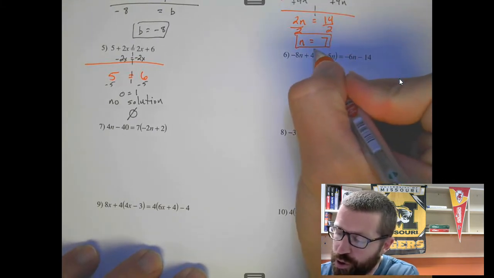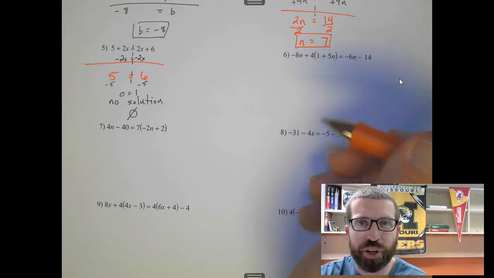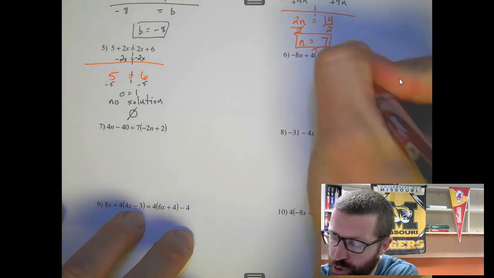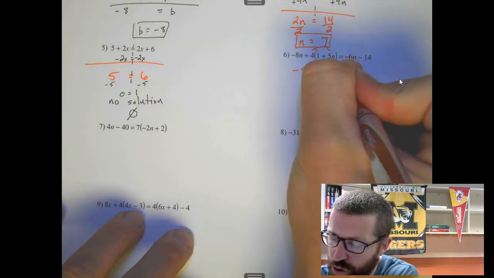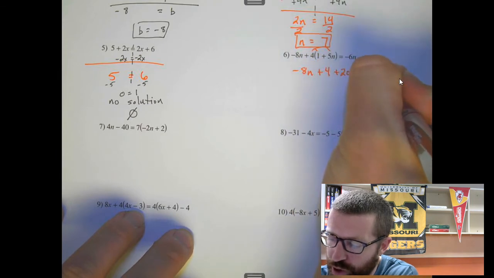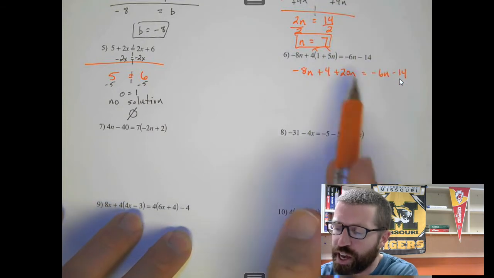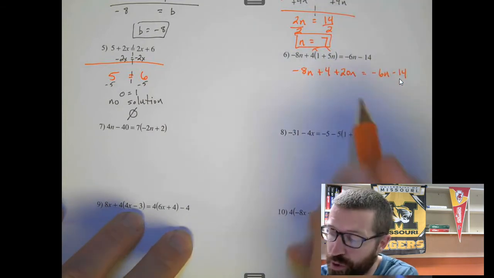Okay, here, anytime you see parentheses, it's not required that you distribute, but it's usually a pretty good idea. That's usually a pretty good strategy. Here, it works out nicely if you distribute first. So -8n plus 4 plus 20n, and then we'll just leave everything. So notice that we're not doing things to both sides of the equation yet. We're just distributing. We're just multiplying on that one side.